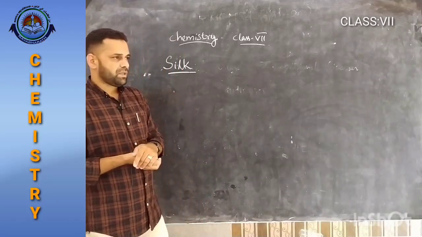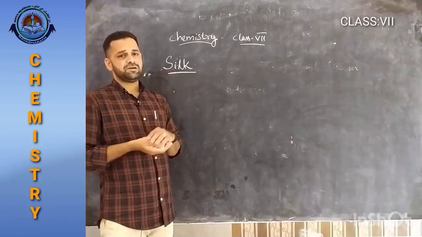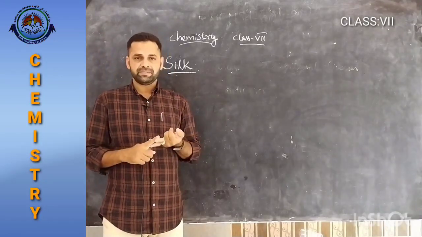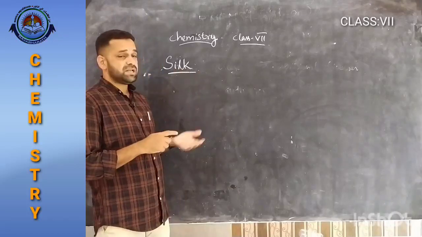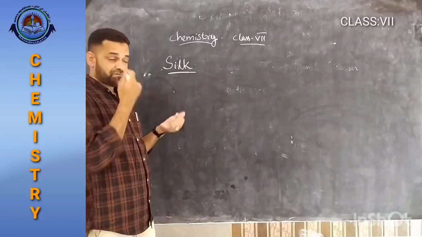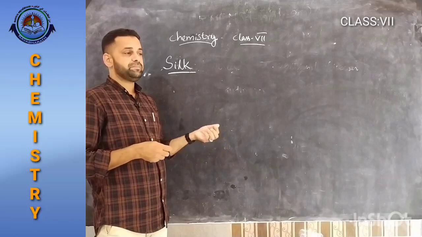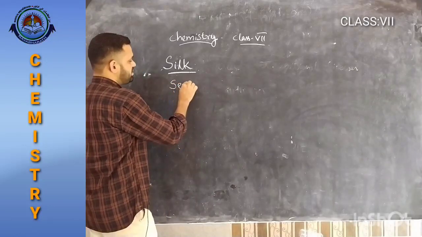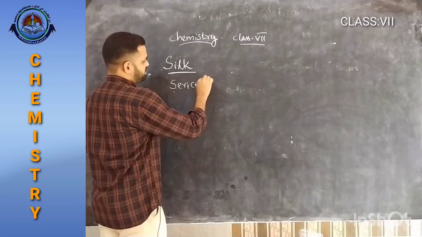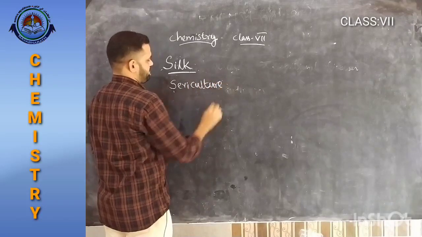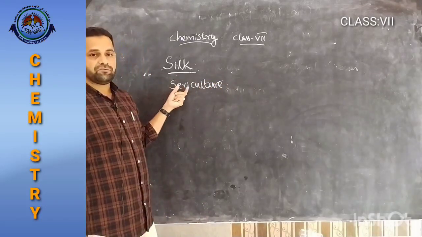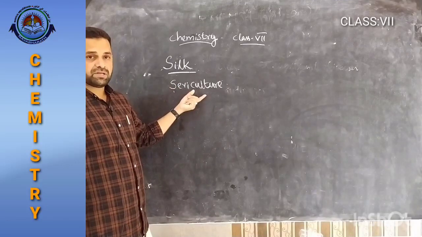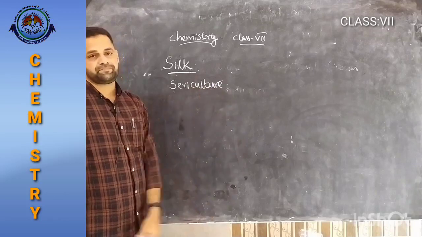Now, we have studied the rearing of sheep and the rearing of honeybees. The rearing of silkworms in order to get silk fibers is called sericulture.